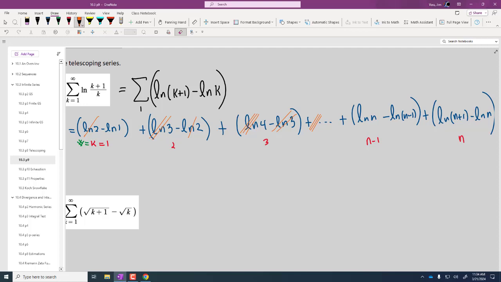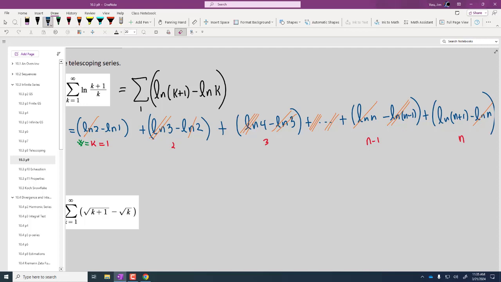When we go backwards, let's start right here. We see its second part cancels with the first part of the prior. Second part cancels with first part of prior, which is in the middle.